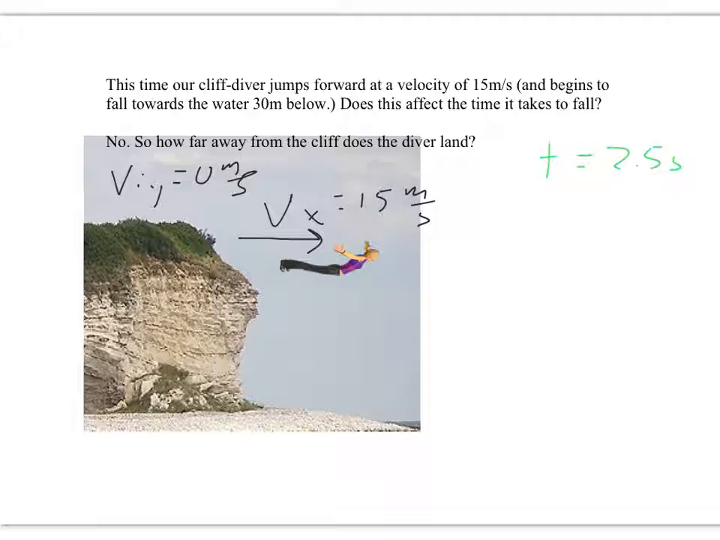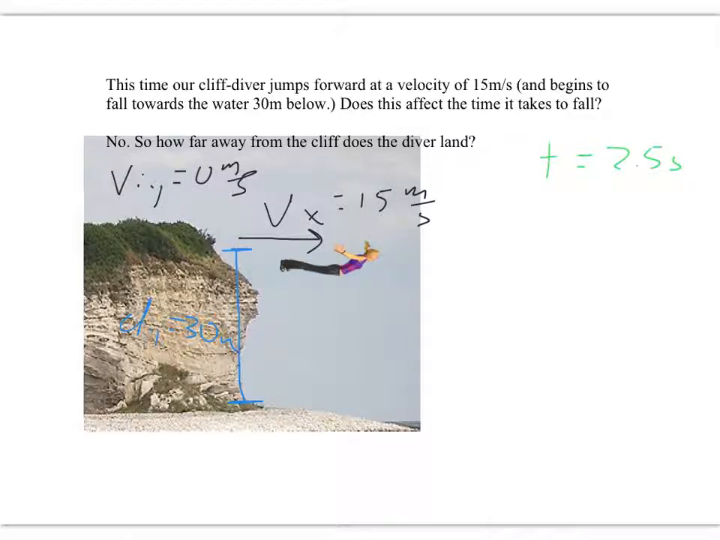So I'm just going to add a bit more to our picture here. So she jumps from the cliff. Here's that vertical displacement, also known as the height of the cliff. That's that 30 meters, and we call that dy. Okay, and it says how far away from the cliff does the diver land.